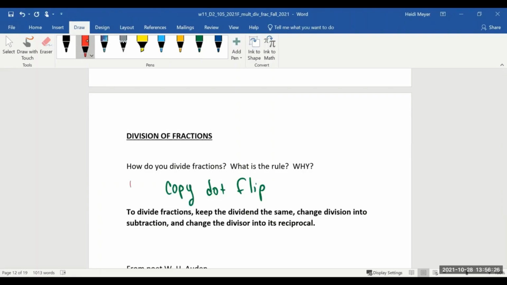So this is one way to write the rule. This is another way to write the rule. Oh, not subtraction. What am I saying? Multiplication. Change division into multiplication.